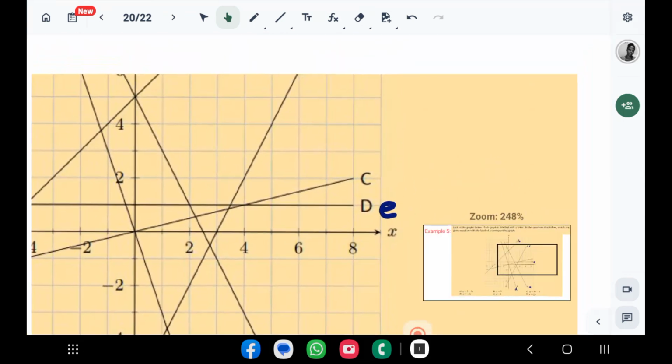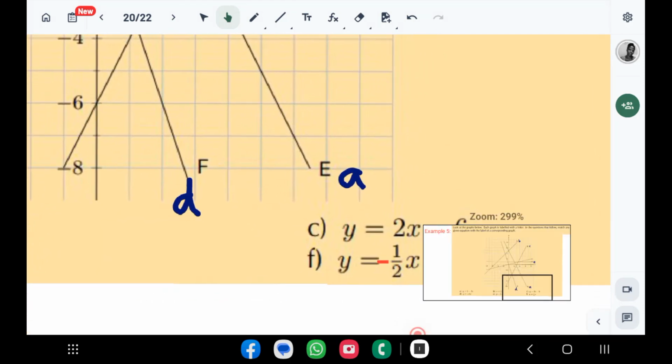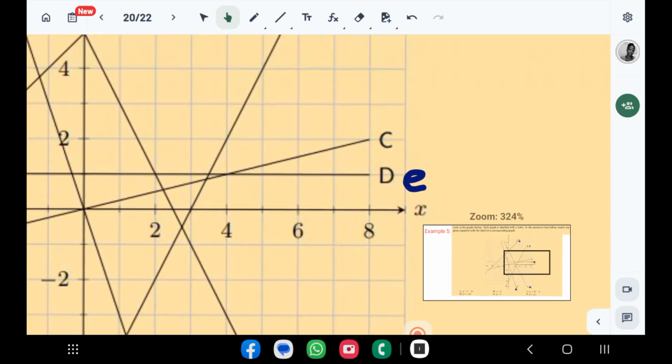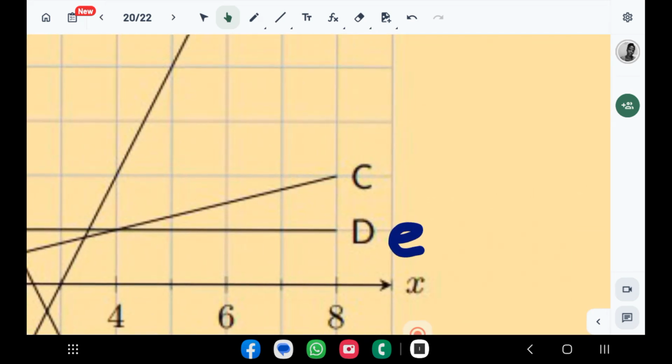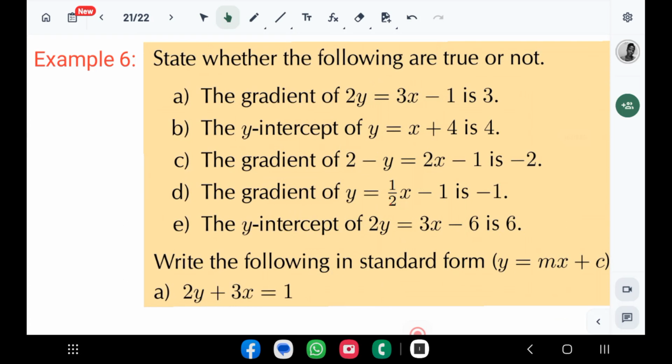Number C goes with, this should be positive. Okay, this is positive half x. So that goes with number F. C goes with number F. And that's how you figure out this. That's how you match graphs to their equations.